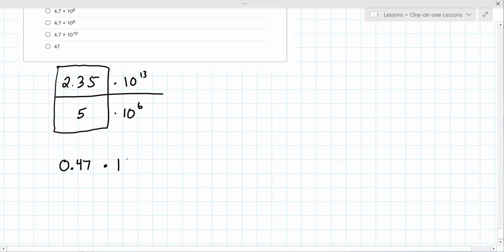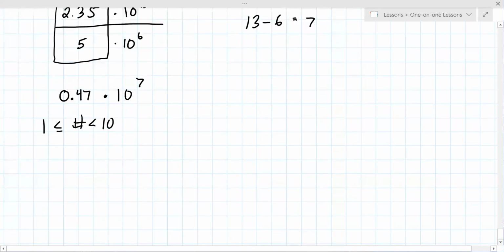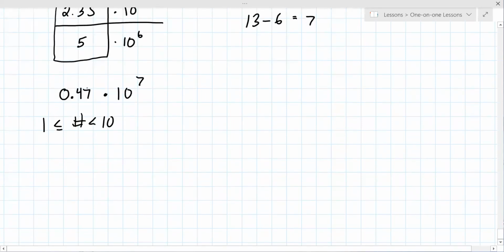I get 0.47. Good. And what goes here? You've got a 13 up top, a 6 on the bottom. You're dividing. So what do you do with the exponents? What's the math operation? 13 minus 6. Notice I write it. Even though I know the answer, maybe you know the answer, I'm writing it so that I don't forget that it's positive. Is this number between 1 and 10? Yes. It is? Oh, no. No, it's not. Okay, so this is what's different: you now have to make this number 0.47 scientific.